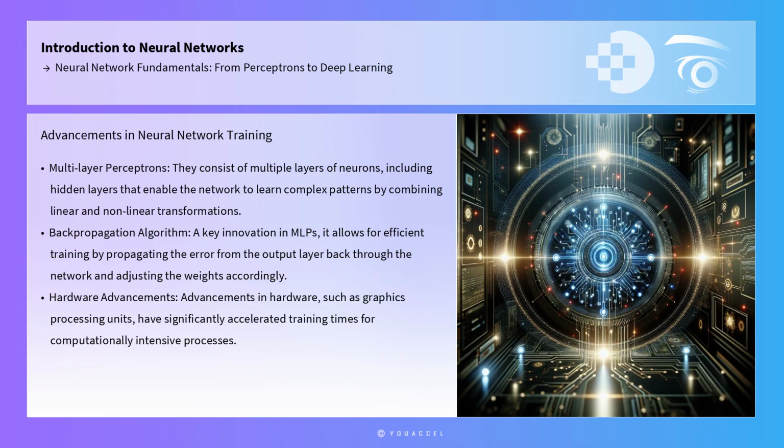MLPs consist of multiple layers of neurons, including hidden layers that enable the network to learn complex patterns by combining linear and nonlinear transformations. The backpropagation algorithm, a key innovation in MLPs, allows for efficient training by propagating the error from the output layer back through the network and adjusting the weights accordingly. This process is computationally intensive, but advancements in hardware, such as graphics processing units, have significantly accelerated training times.